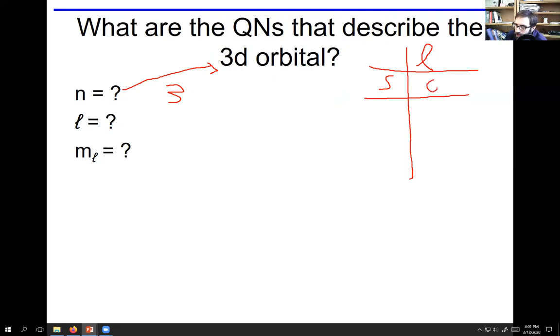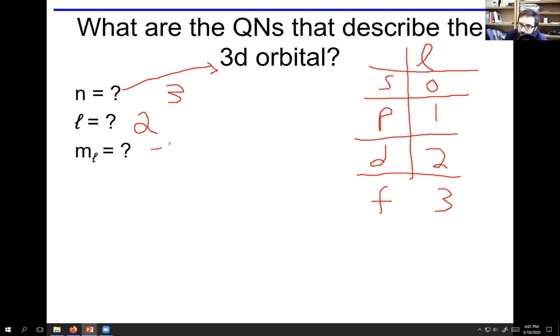s is basically 0, okay? p is 1, d is 2, and then there's f, which is 3. Okay? So this was a 3d, so n equals 3, and l is going to be equal to 2. That tells me that m sub l can be equal to any integers from negative l to positive l.